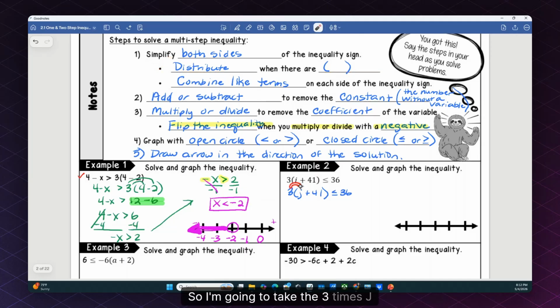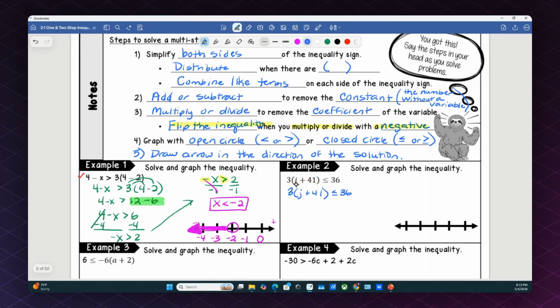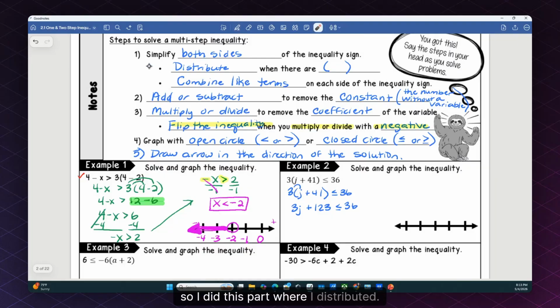So I'm going to take the 3 times j and 3 times 41. So 3 times j plus 3 times 41, and 3 times 41 is going to give me 123. And if you had to use your calculator for that, it's no big deal. You're in algebra, you're allowed to use a calculator. Okay. So I did this part where I distributed.